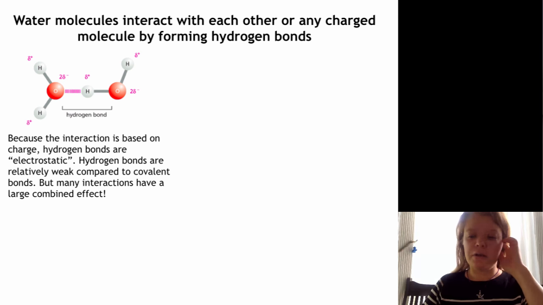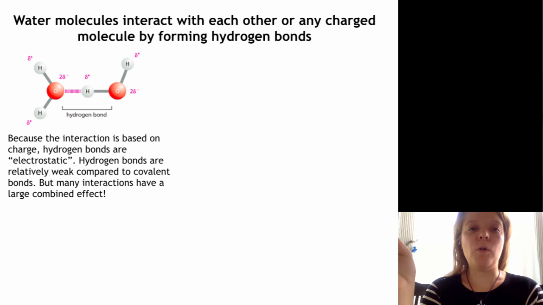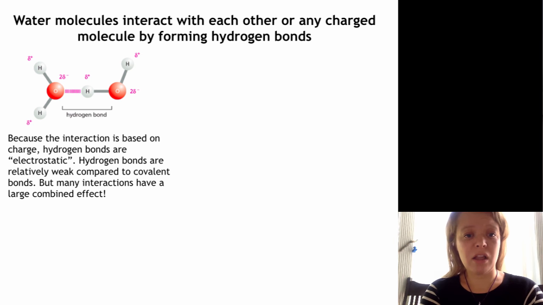Because the interaction is based on charge, hydrogen bonds are classified as electrostatic interactions. Hydrogen bonds by themselves are relatively weak. They're about 1 kilocalorie per mole, so even weaker than ionic bonds. However, there's a lot of water in the cell, and many interactions can be combined to a very large effect.